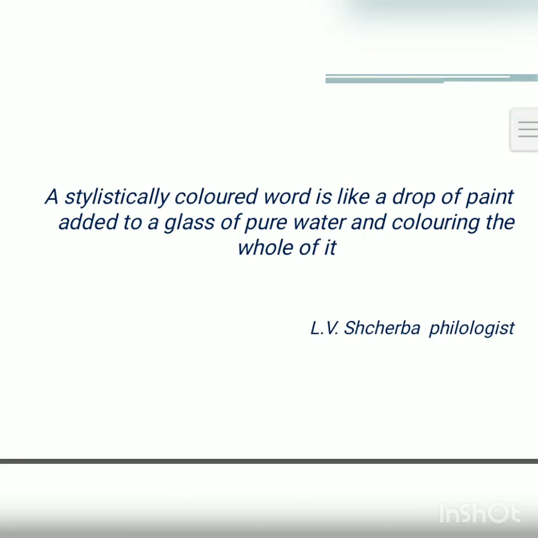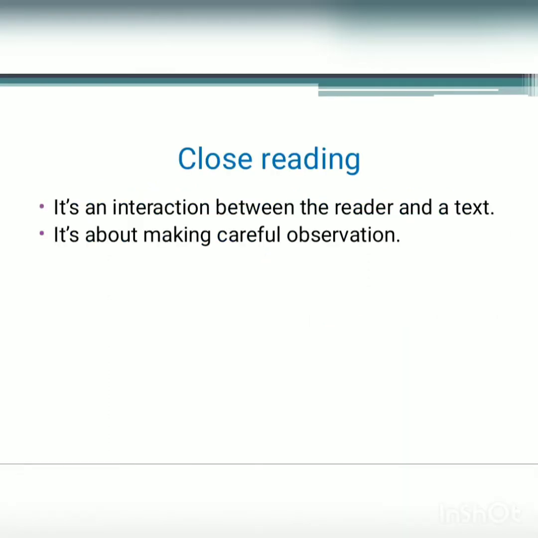I want to start my lesson with the next quotation by the philologist Sherba. A stylistically colored word is like a drop of paint added to a glass of pure water and coloring the whole of it. It shows that a stylistically colored word is very colorful and it changes the meaning of the whole text or of the whole sentence. Before speaking about lexical stylistic devices, I want to say some words about close reading.